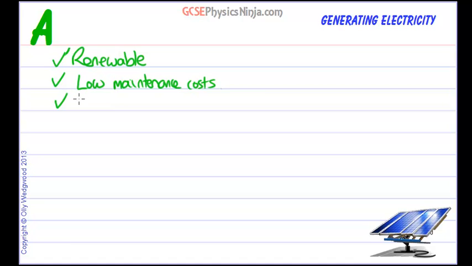Thirdly, this is effectively free energy. Well, you have to buy it first, of course, and install it. But once you've done that, effectively you're getting energy for free. Hence, a solar panel on a house can, after several years, have paid for itself.